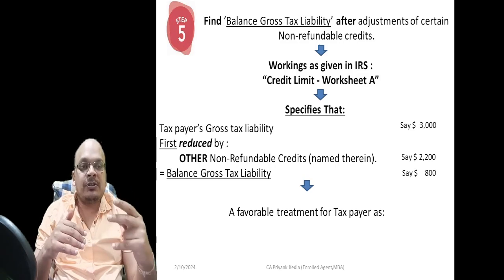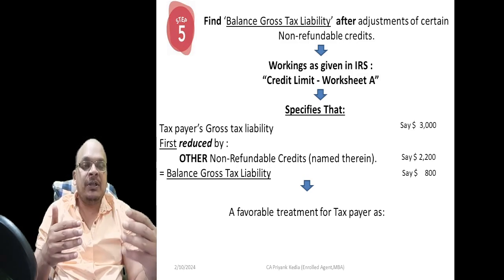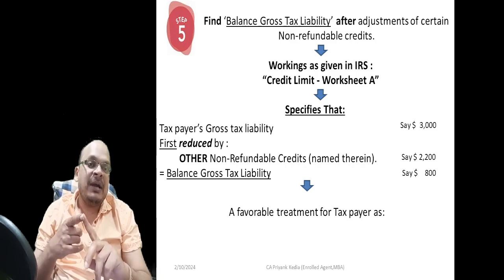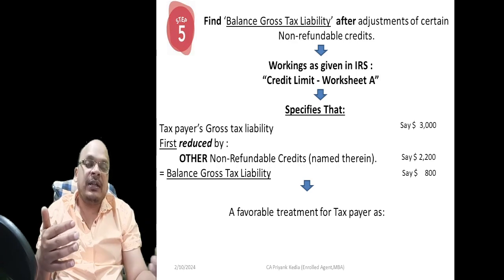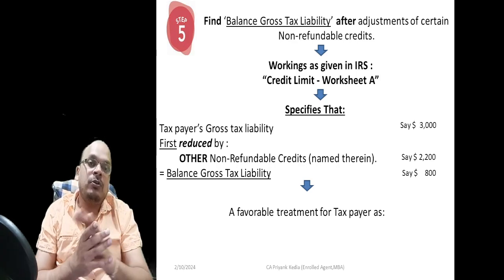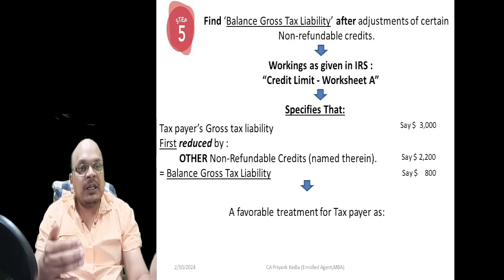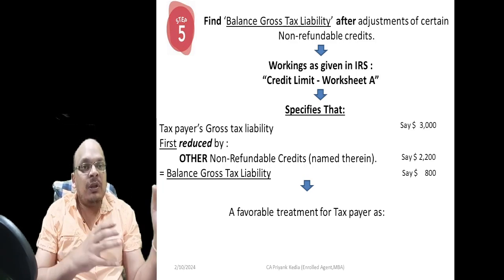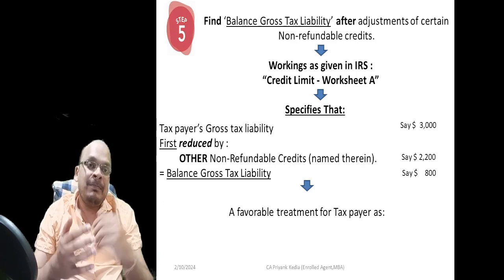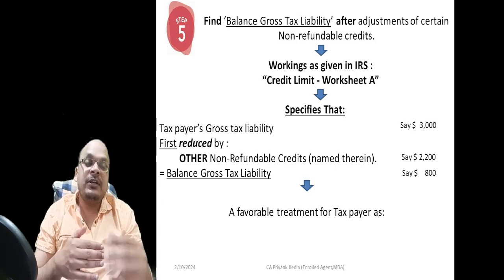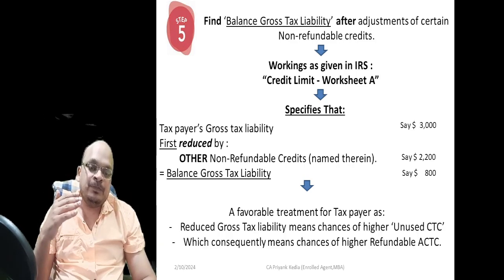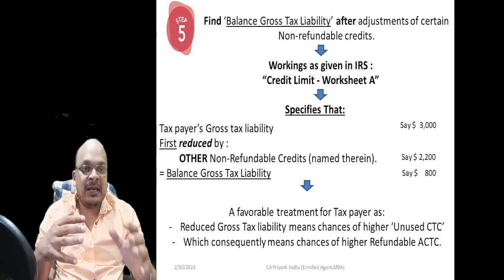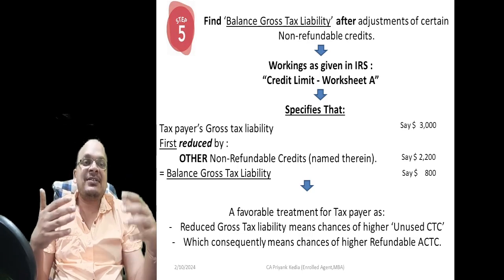So there are two losses, two drawbacks which would have happened to the taxpayer. First, he might not have got any refund, and second, he might have been able to only utilize a lesser portion of other non-refundable credits. But due to this calculation, he was able to utilize the full amount of the other non-refundable credits, plus now he is also eligible for certain refundable portion of the child tax credit. So this becomes a very taxpayer friendly, a favorable treatment for the taxpayer, and this has to be looked upon while calculating the tax liability.